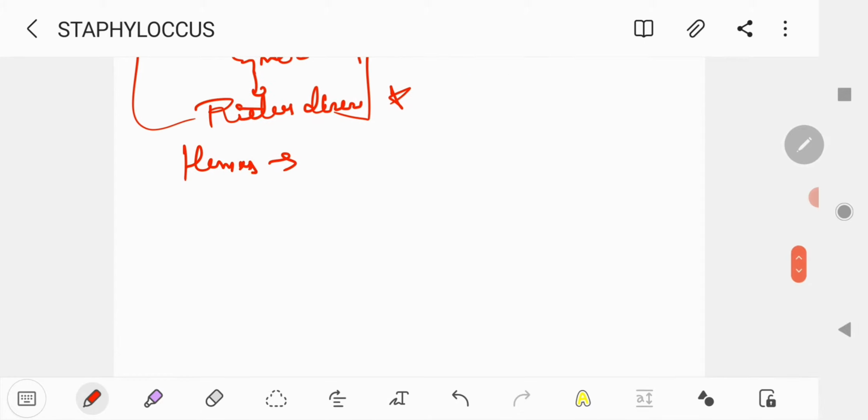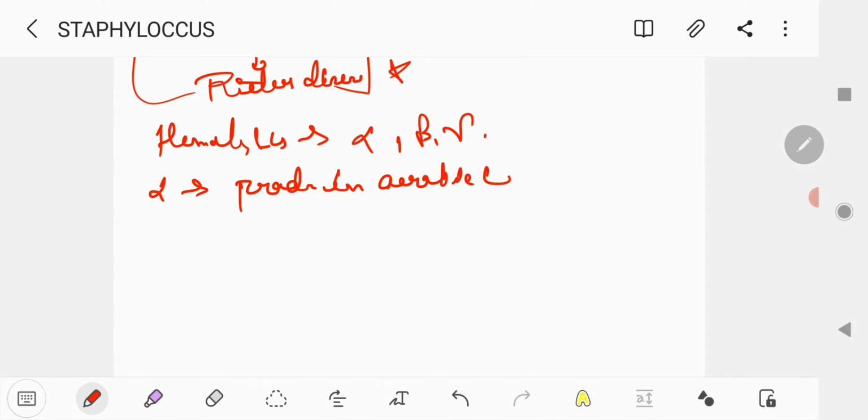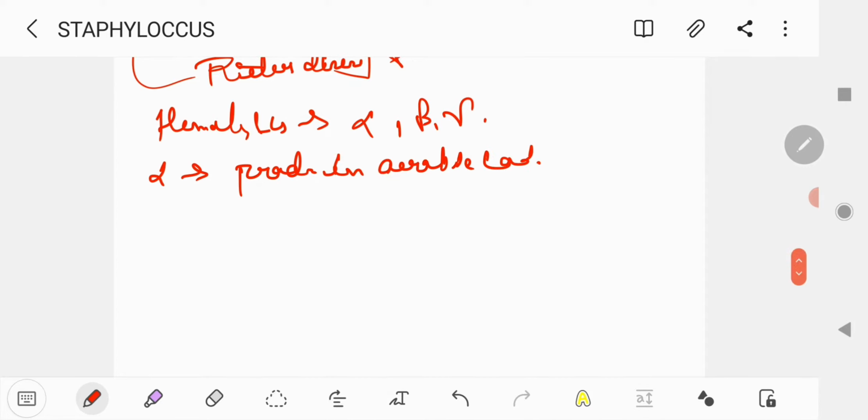the basic things I have to make clear for you. Hemolysin, so it is of alpha, beta and gamma types, as you all know. So what is alpha? Alpha is produced in aerobic conditions, and it is lytic to rabbit RBCs basically.